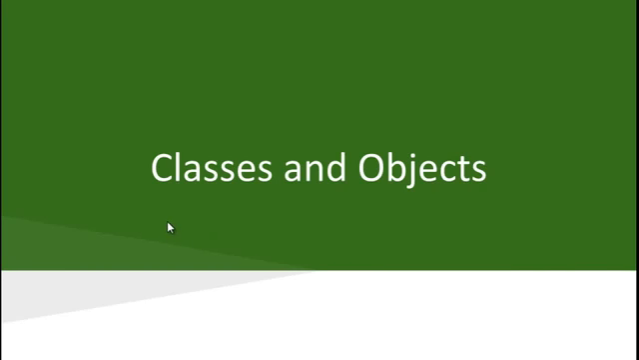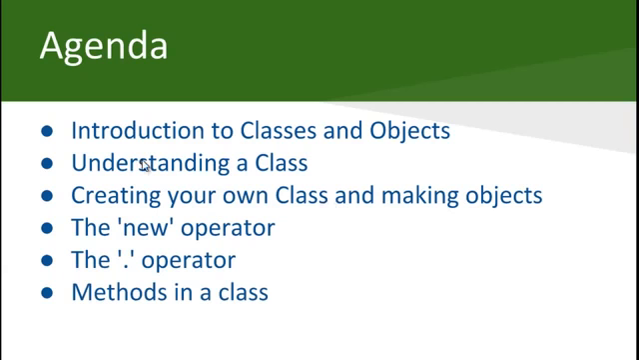We will be talking about classes and objects in this video. We'll start with an introduction to classes and objects, then we'll understand what a class is, then we'll be creating our own classes and making our own objects, then we'll have a look at the new and the dot operator, and in the end we'll see how we have methods in a class and how they define the behavior of a class. So let us begin.